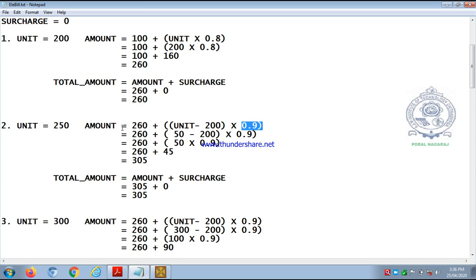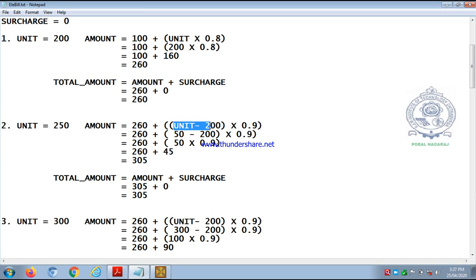What will be the amount? We can write 250 as 200 plus 50, because for 200 units we know the amount is 260. So the amount is 260 for 200 units. That's why we break this 250 into two parts, 200 plus 50. So the amount has to be calculated as: for 200 we already know it is 260, plus unit minus 200. Our unit is 250, so 250 minus 200 gives 50.